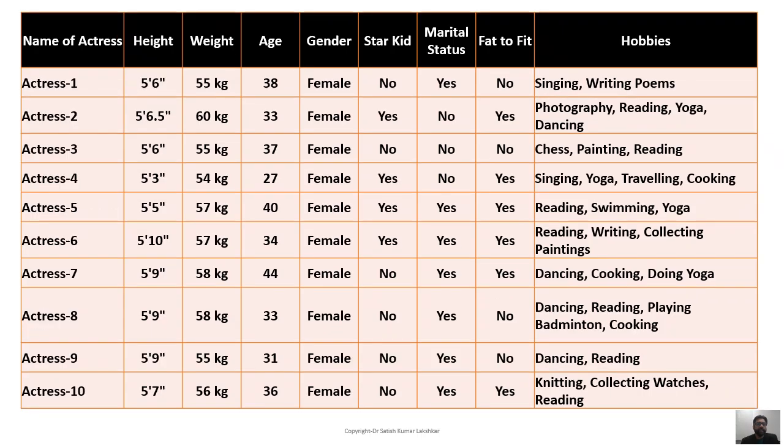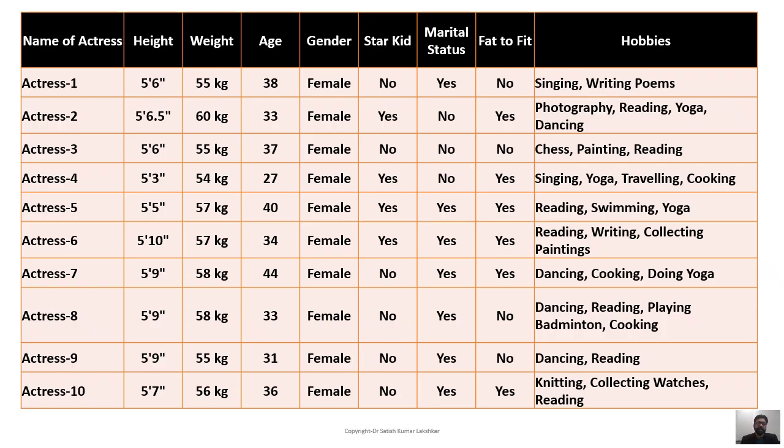Now on the screen you can see there is an image. The image was already shared. Now there is a table. What is this table depicting? In the first column you can see there are some 10 rows. Every row mentions each actress. This is just symbolic in nature, a hypothetical example. In the first column you can see the name of the actress. In the second column there is height, third is weight, fourth is age, fifth is gender, sixth is star kid, seventh is marital status, eighth is fat to fit, and ninth is about their hobbies.